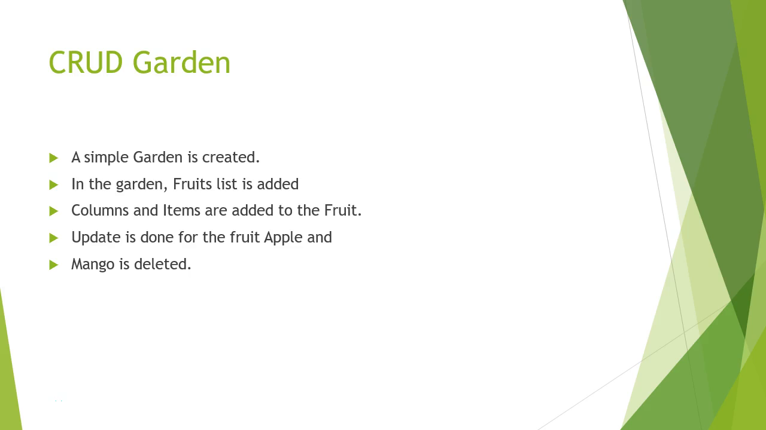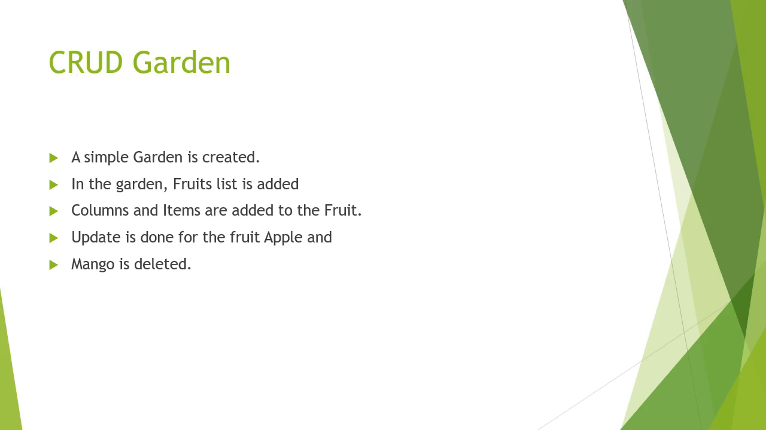So for this particular course, we will take the simple case of a garden. Assume you're going to create a simple garden site, and in the garden, you're going to store the details of all the fruits which are growing. And we'll have a fruits list. We'll add columns like the location of the fruits, and items are added like apple, orange, mango, pomegranate. And we'll update the location for apple from Washington to Australia, and we'll finally try to delete mango. So this is a very simple use case, but this can be extended. So you might be doing the same thing for users or document libraries.